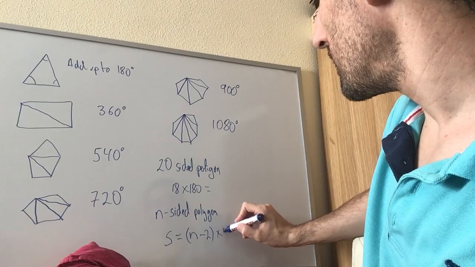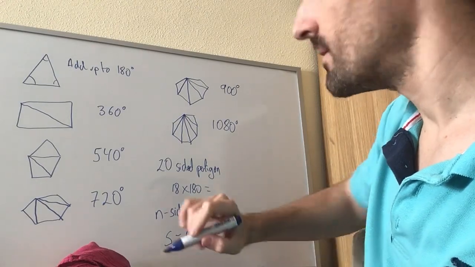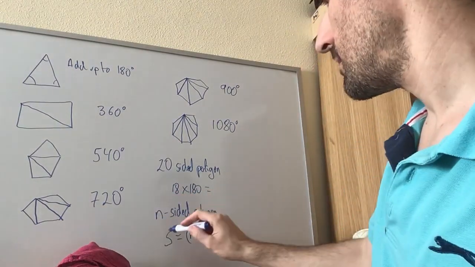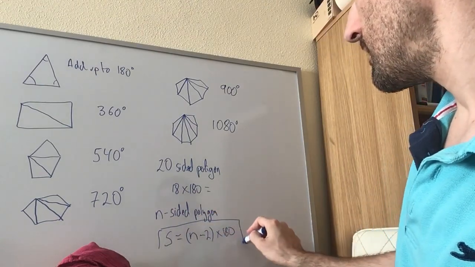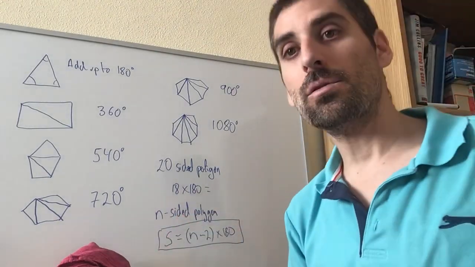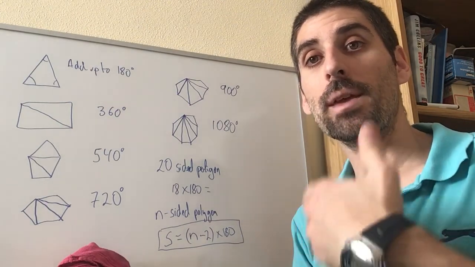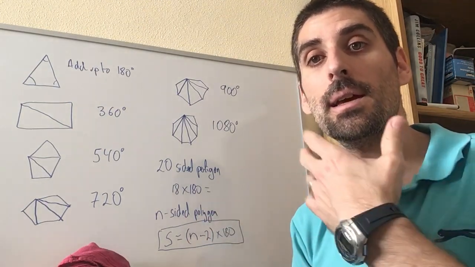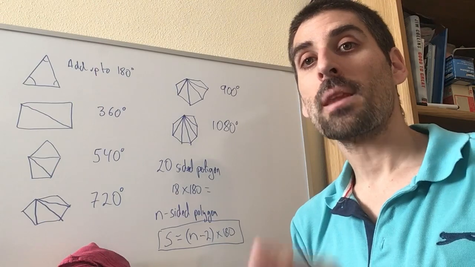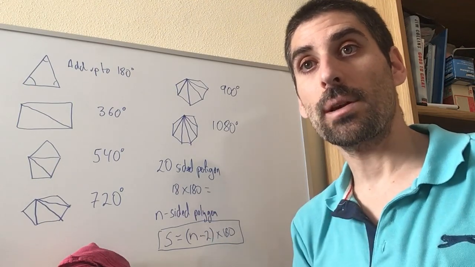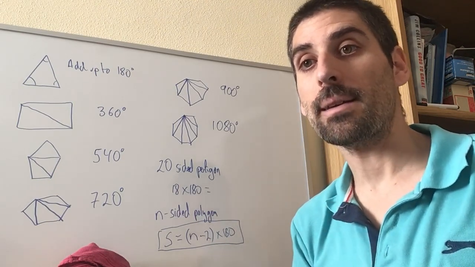multiplied by 180. And that formula you need to learn. That formula will not be given to you in the exam. You need to memorize that. The sum of the interior angles in a polygon is the number of sides take away 2 multiplied by 180.